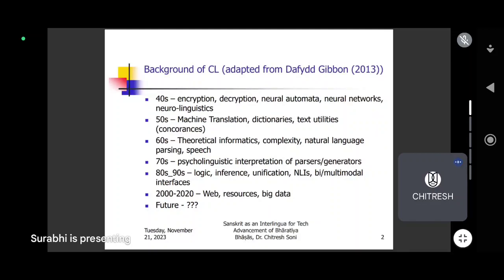Okay. So in the 40s, it started with encryption, decryption, neural automata, neural networks, and neural linguistics. So the computational linguistics, the experts say that the background of all these things started during the Second World War, when there was a requirement to code and decode messages, military messages.